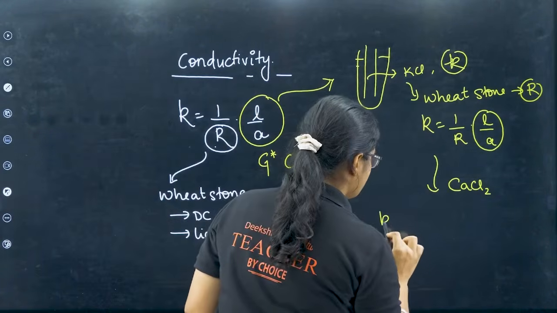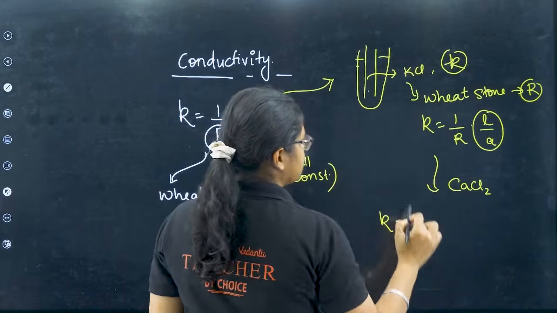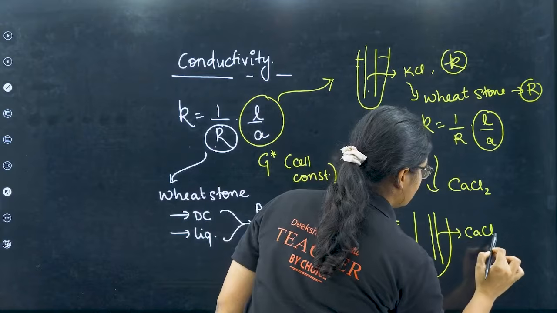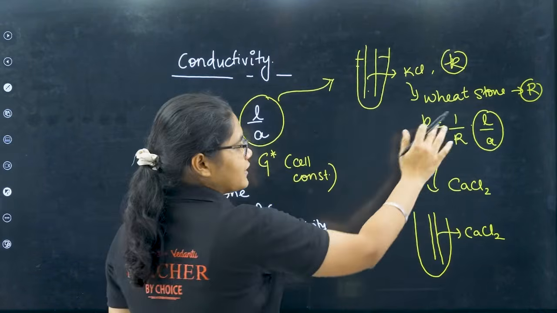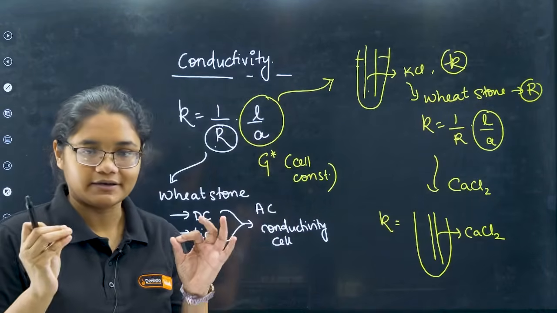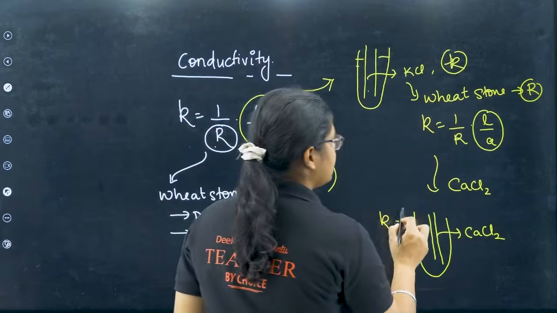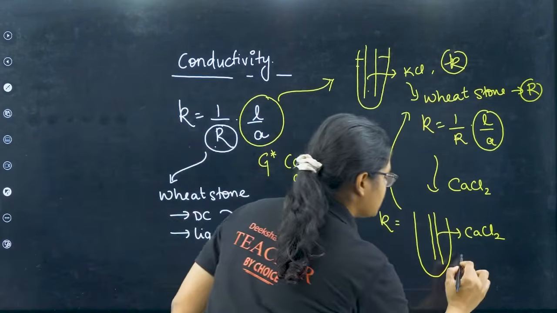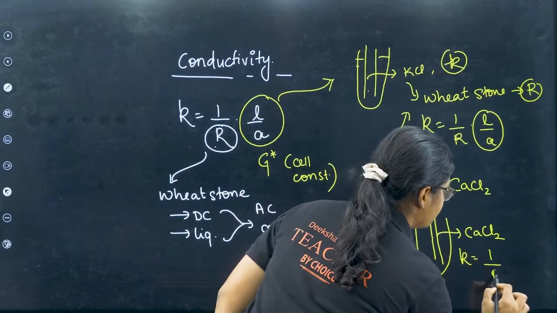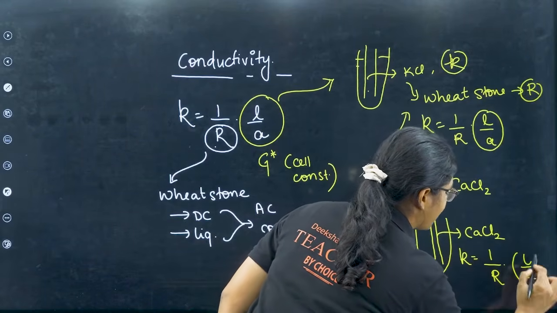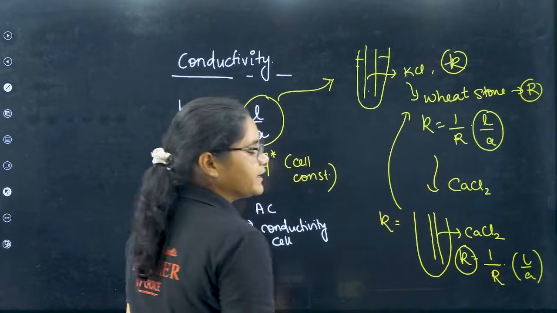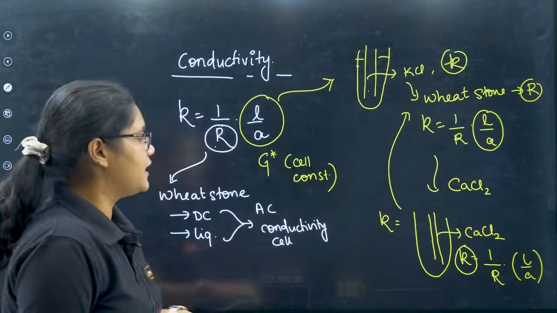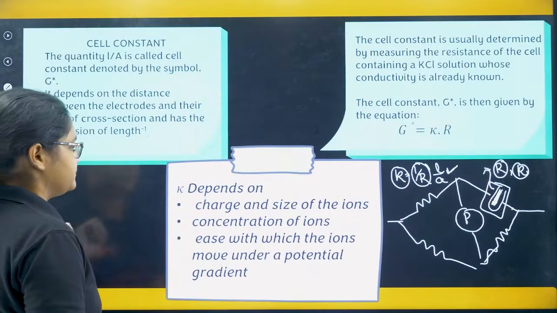So what you will do, again, you will take this container and pour in the CaCl2 electrolyte. Since the cell constant is a constant, it will remain the same. You will put it again in the Wheatstone bridge and calculate the resistance. So you get the 1 by R value, the L by A value is already calculated. Just calculate this and you will get the conductivity of that particular electrolyte. Okay, so that is how we can do the calculation.